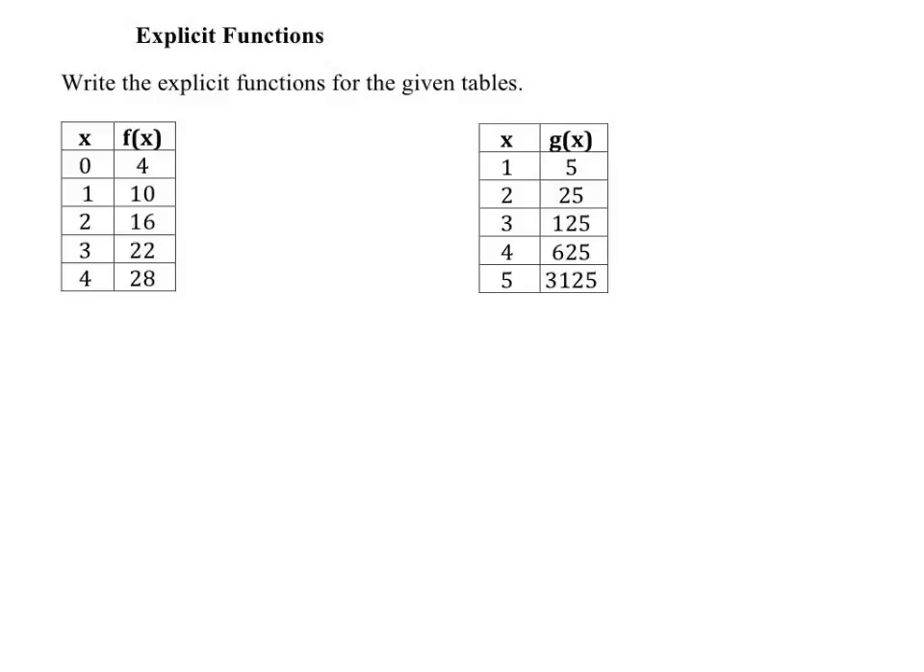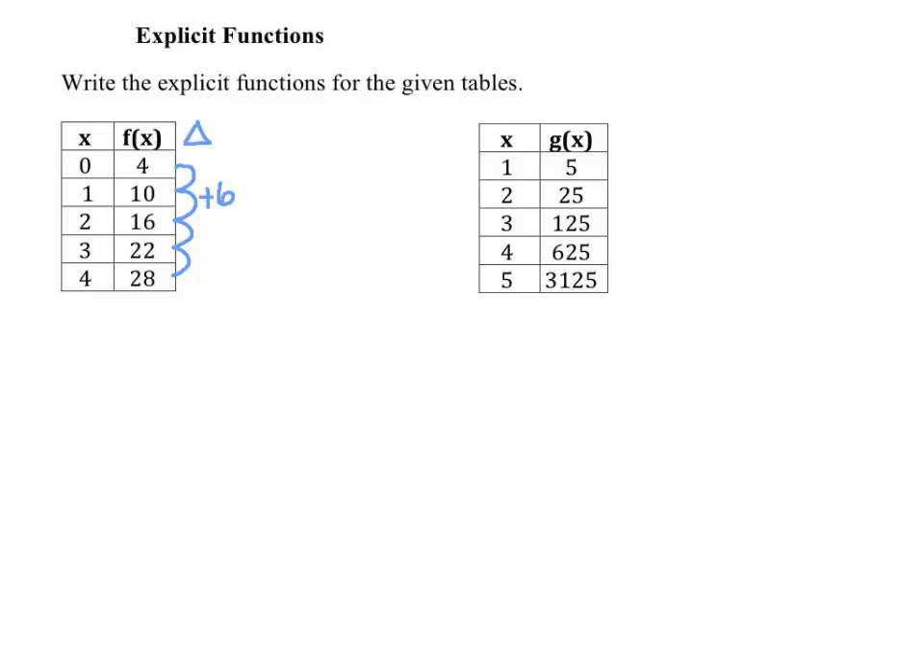In this lecture, we are going to be writing explicit functions. We are going to be writing linear and exponential functions. Take a look at this first table. The first thing I want to do is find my delta, the change in y. What happens from 4 to 10, 10 to 16, 16 to 22, and 22 to 28? Well, it adds by 6.